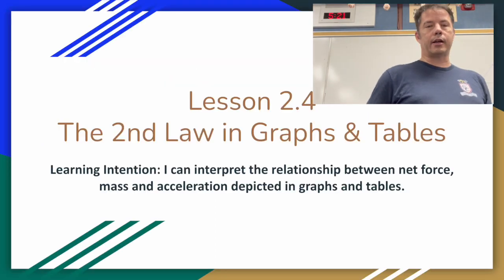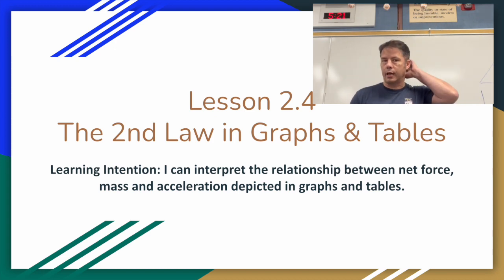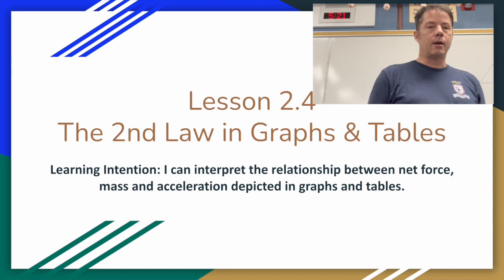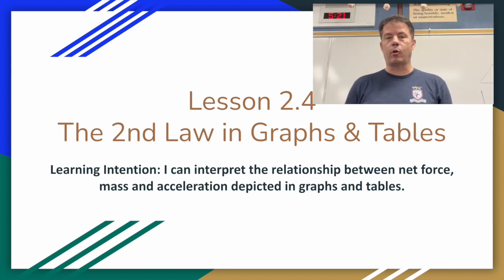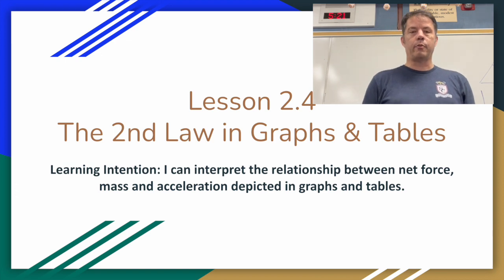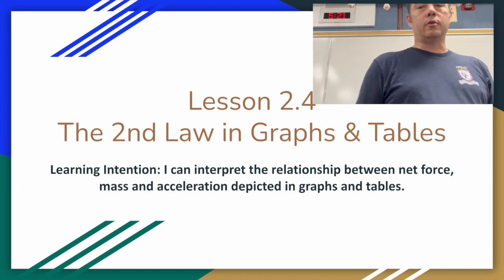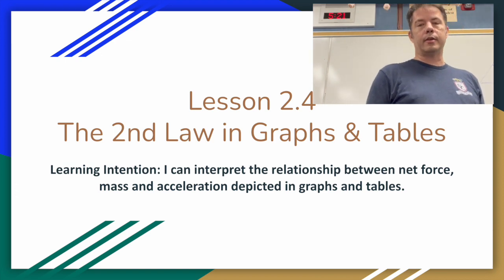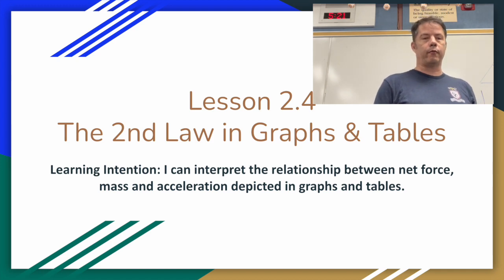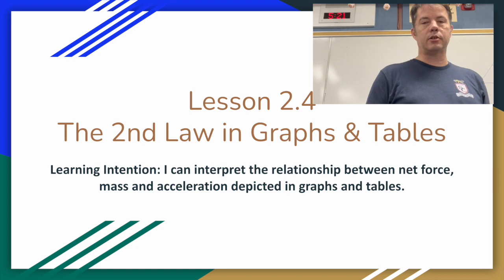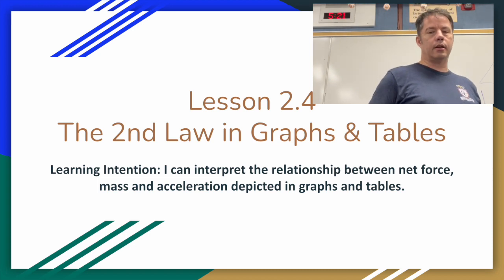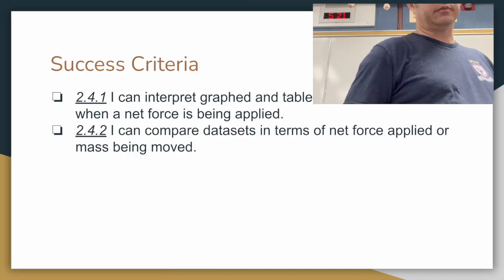All right, welcome back. So our learning intention for today is I can interpret the relationship between net force, mass, and acceleration as depicted in graphs and tables. So we've been talking about net force, Newton's second law, and how it's all connected. We've learned that net force equals mass times acceleration. So what does that look like in a graph or a table?